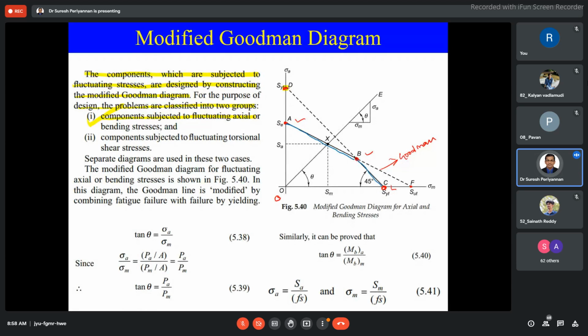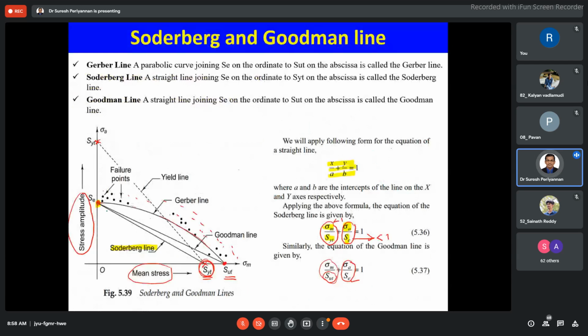Before the modification of the Goodman theory, what did we consider? This is under SUT, the ultimate strength. This is a plastic region. We can't say that the area under the line is a safe region, because the material is still subjected to plastic deformation. The failure data points are distributed in this region, so it may not be safe.